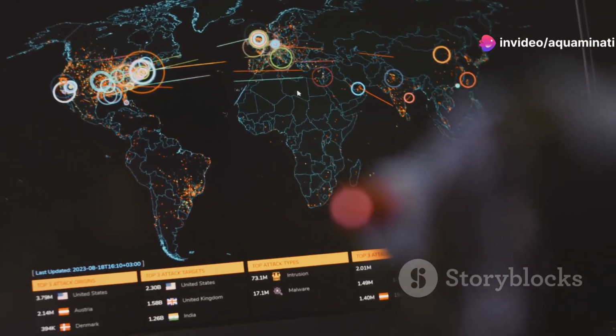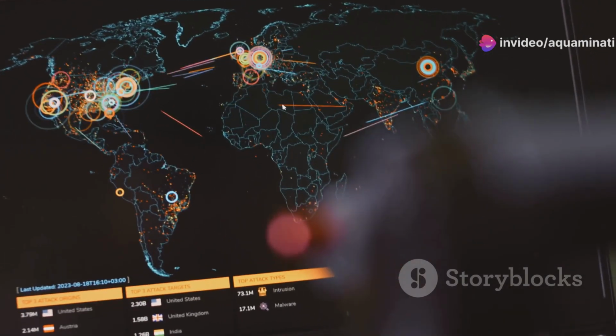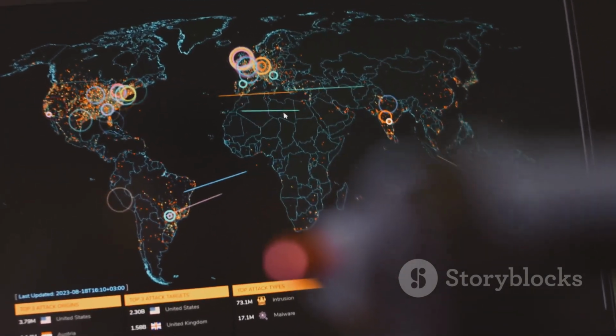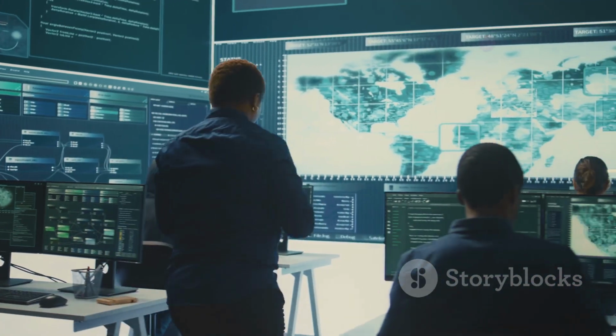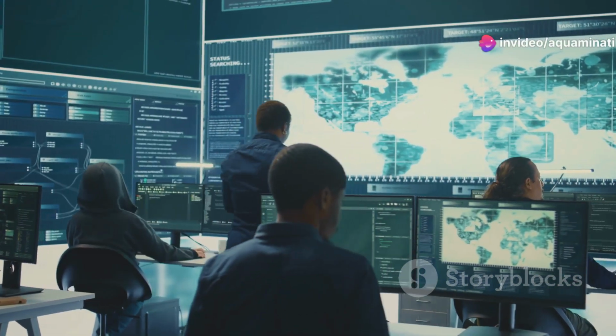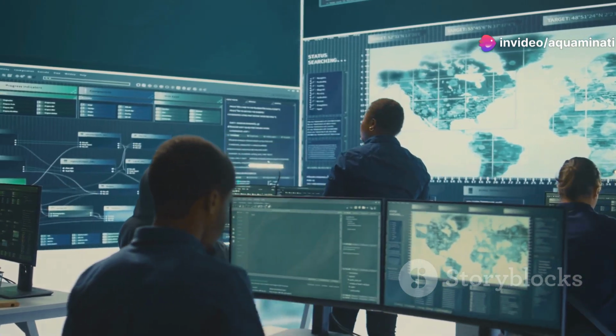Worms, on the other hand, are standalone programs that exploit vulnerabilities to spread across networks, consuming bandwidth and potentially disrupting critical services. Unlike viruses, worms do not need to attach themselves to other programs or files to propagate.